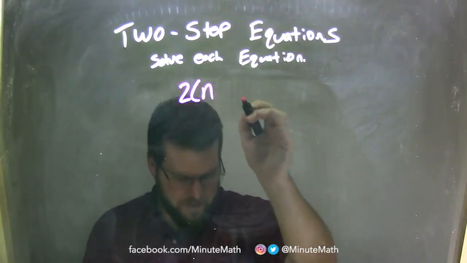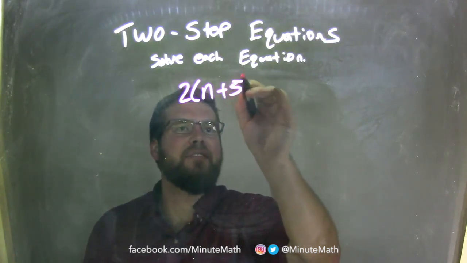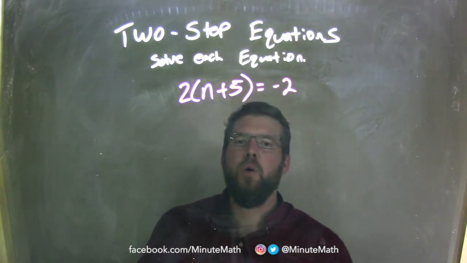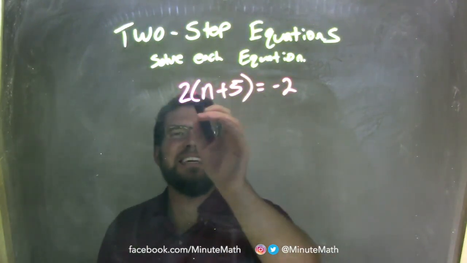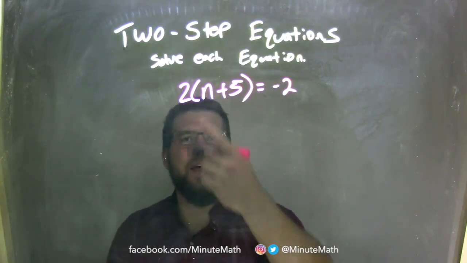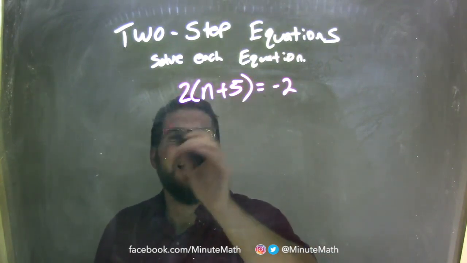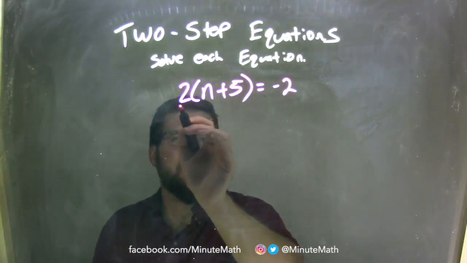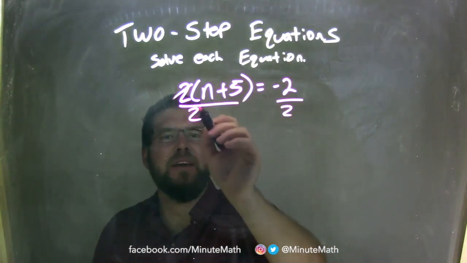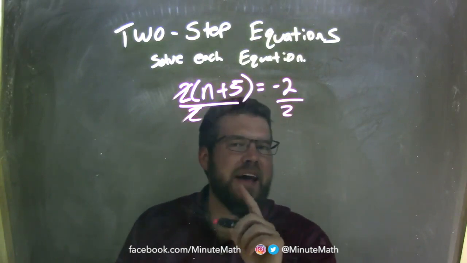2 times (n plus 5) equals negative 2. Well, my first step here is I see that 2 on the outside, and that's multiplication. So I want to get rid of that outside the parentheses. So I'm going to divide by 2 first, right? Divide by 2 on both sides. And what that does is allows me to get rid of that multiplication that's happening.